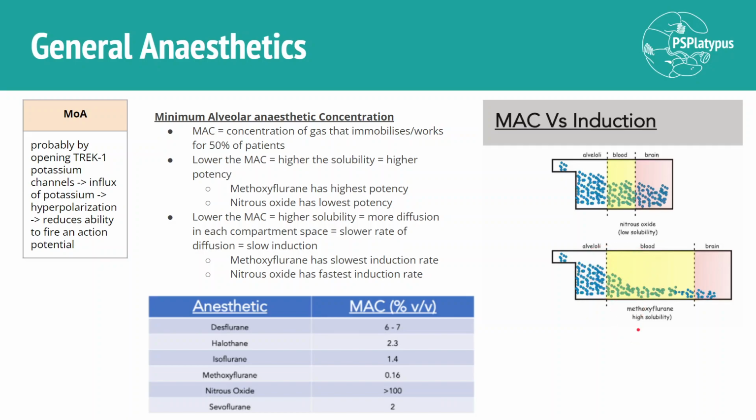Another idea is that the partial pressure within each compartment is important for diffusion across compartments. So if you have more diffusion into the compartment, it makes sense that it's sort of more spread out, so you won't have as much of an incentive to move into the next compartment. But the main idea that I want you to get out of this is that the lower the MAC, the higher the potency, and the higher the potency, the slower the induction. So nitrous oxide actually has the fastest induction rate.